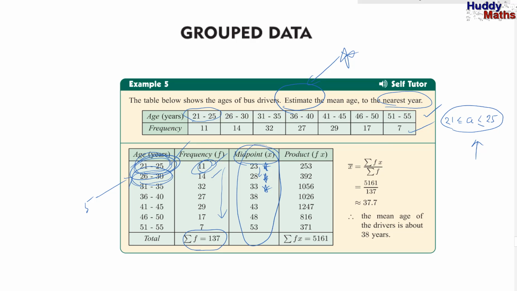All right, so let's look at the product now because we're trying to find the mean. So it's this score, we're going to use that as a score times by how many times it occurred, divided by the total down here, the sum of all the frequencies, and we get approximately 37.7. Or because the data was to the nearest year, the mean will be taken to the nearest year of 38 years. Okay, do you get it?